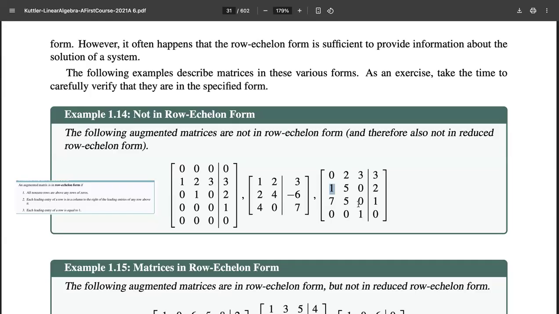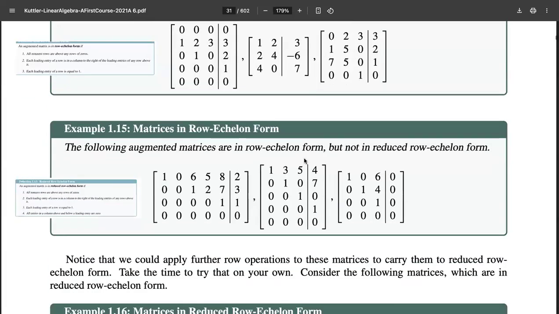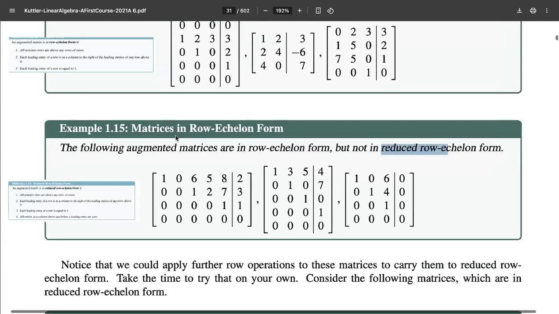Then similarly, we can work through the conditions for example 1.5. We will show that they are in row echelon form but not in reduced row echelon form. So let's look at the conditions of the row echelon form. First of all, we need all the non-zero entries to be above any rows of 0, and that's true. We have one row of 0 over here, and that's at the bottom.